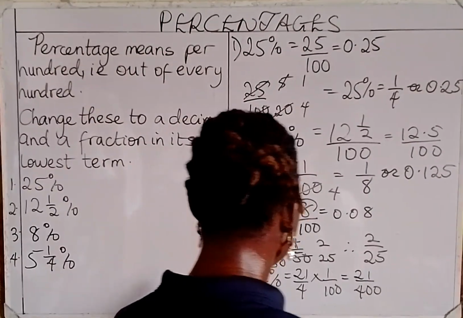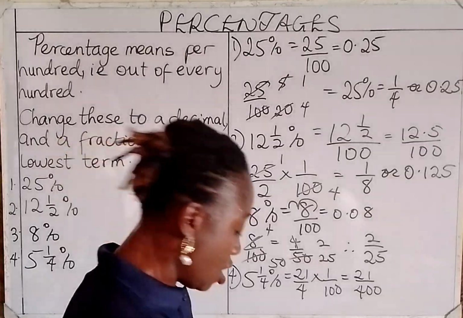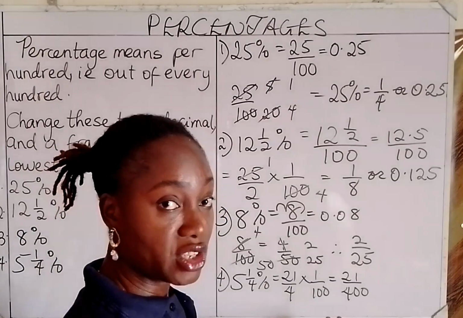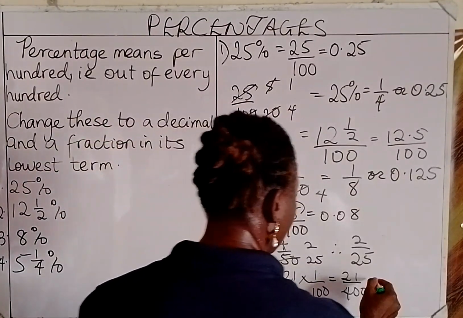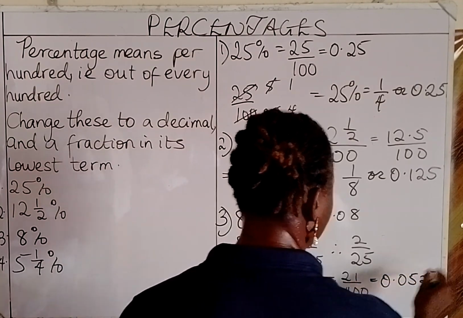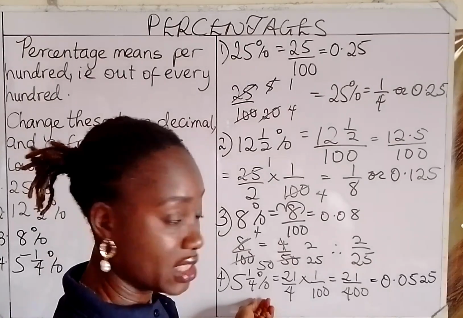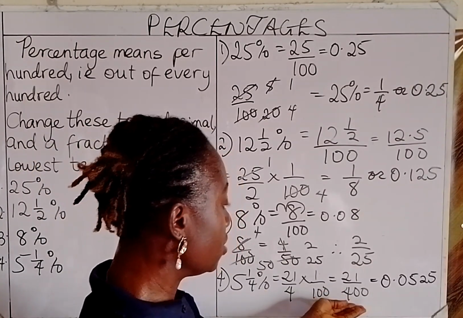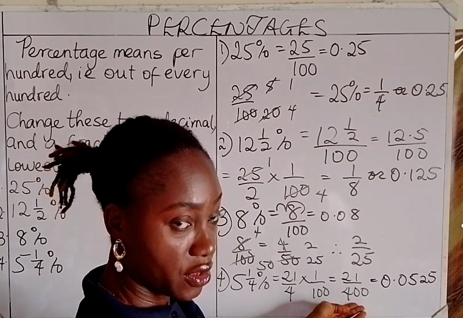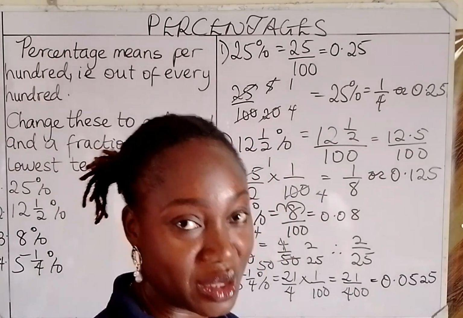Now we need to find out what is the decimal fraction for this particular number. The decimal fraction for this particular question is 0.0525. So we've successfully converted our 5 1/4% to a fraction in its lowest term, because we can't divide this further, and to a decimal. Alright, we've come to the end of today's lesson.